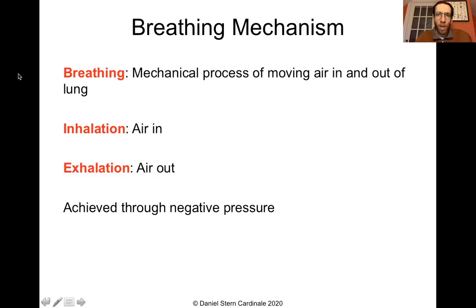The mechanism for breathing is really interesting. The word breathing just refers to the mechanical process of moving air in and out of the lungs. And there are two components to breathing. There's inhalation, which is moving the air inwards, and exhalation, which is moving the air out. And the interesting thing about how mammalian lungs work is that this process is achieved through negative pressure. So we are drawing air in rather than forcing it in, is kind of the way I think about it.